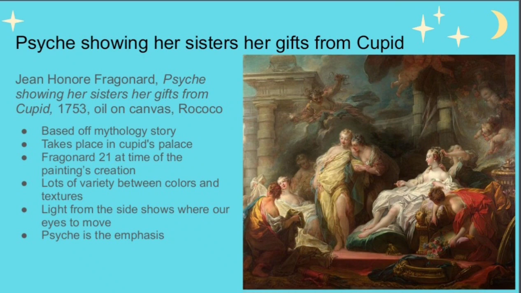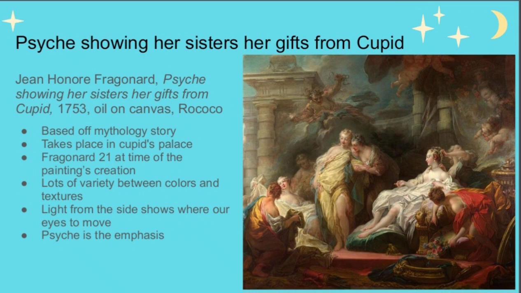And these other ladies over here are her sisters because they are looking at something. And based off what they're holding, we can assume this is fabric, and that fabrics were typically gifted to her. They seem to be impressed and interested in it as well, and this kind of shows why they eventually get jealous. There is a lot of variety between the colors and textures if you look at this.